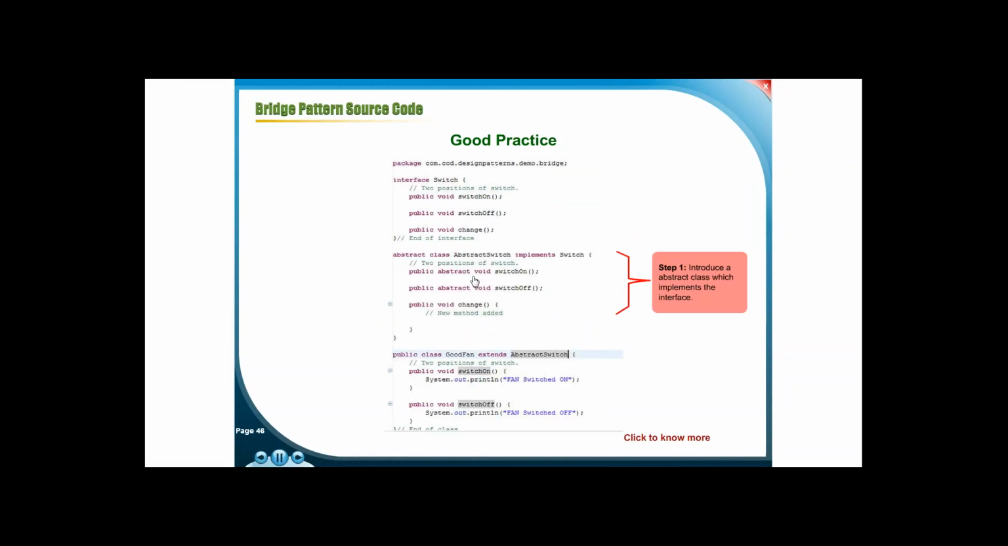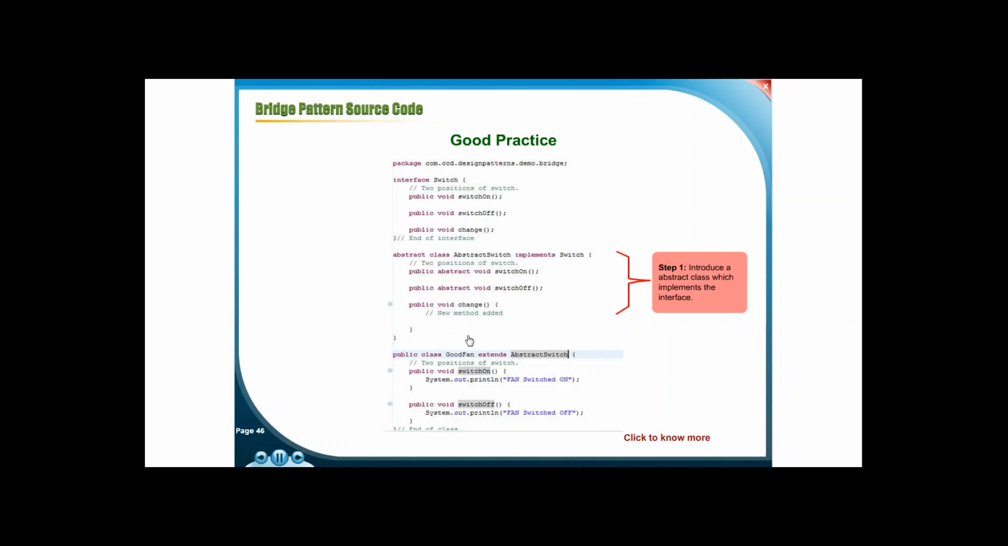Observe here, my GoodFan extends an AbstractSwitch. So what is AbstractSwitch? This AbstractSwitch is implementing the above Switch interface. And if it is abstract, then in the class there may be concrete methods as well as abstract methods. So switchOn and switchOff are abstract methods. And for this change method, they have provided the code here, the concrete implementation, right?